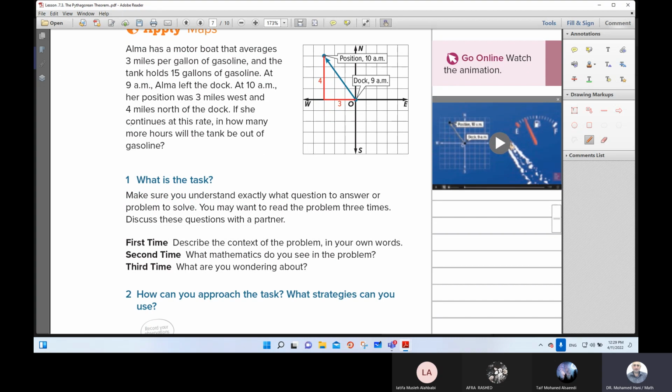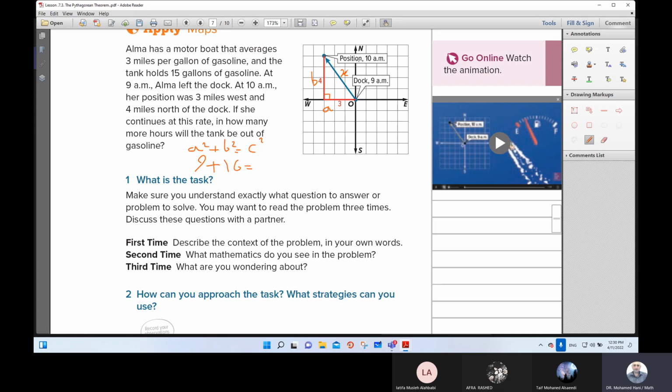Here, as you see, we have a right triangle. We know the value of A, 3, and B, 4, and as you see here, C is the missing value, X. How to find the value of C? We can use the Pythagorean theorem: A squared plus B squared equals C squared. A squared means 3 squared. 3 squared means 3 times 3, which is 9. And B squared will be 4 times 4, which is 16.